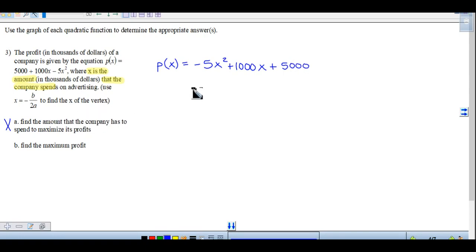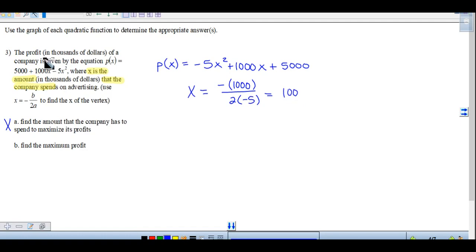My axis of symmetry is x equals negative b divided by 2 times a. So I have negative 1,000 divided by negative 10, which gives me 100.